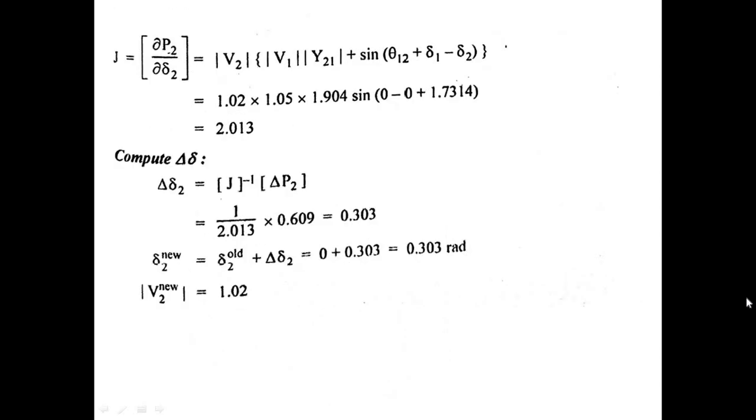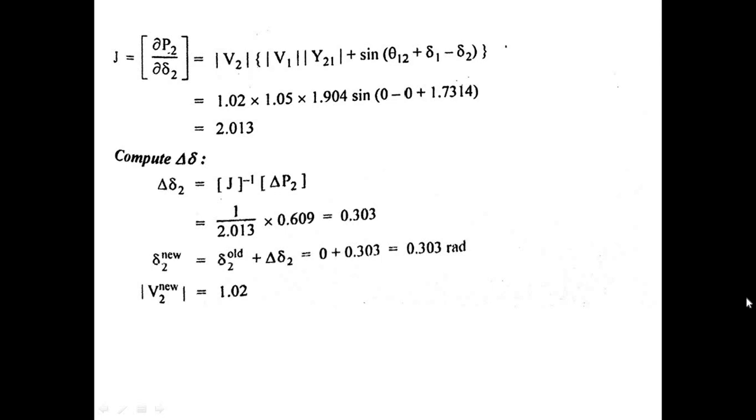Then J is equal to dou P2 divided by dou gamma 2 is equal to V2 V1 Y21 sin theta 12 plus gamma 1 minus gamma 2, that is equal to 1.02 into 1.05 into 1.904 sin 0 minus 0 plus 1.7314.